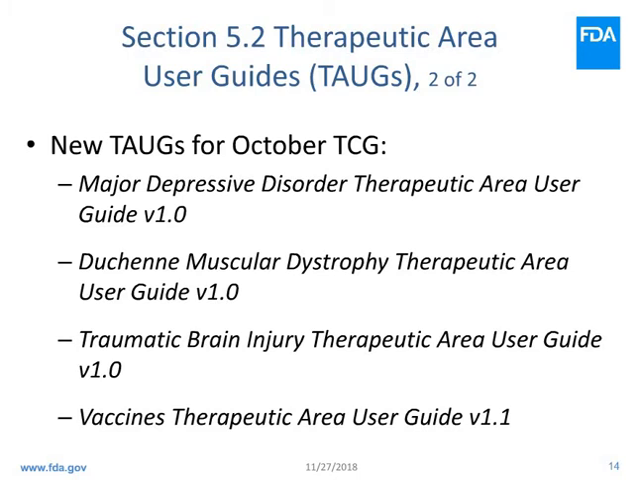More about section 5.2 Therapeutic Area User Guides, also known as TAUGs. We have some new ones for the October 2018 TCG. These are the Major Depressive Disorder Therapeutic Area User Guide version 1.0, Duchenne's Muscular Dystrophy Therapeutic Area User Guide version 1.0, Traumatic Brain Injury Therapeutic Area User Guide version 1.0, and Vaccines Therapeutic Area User Guide version 1.1.